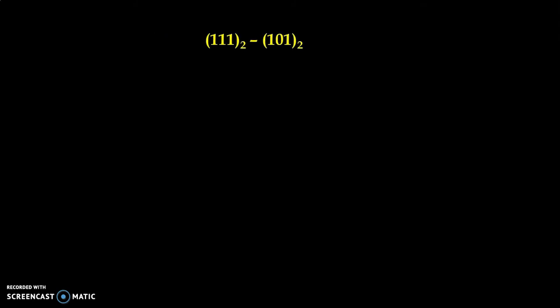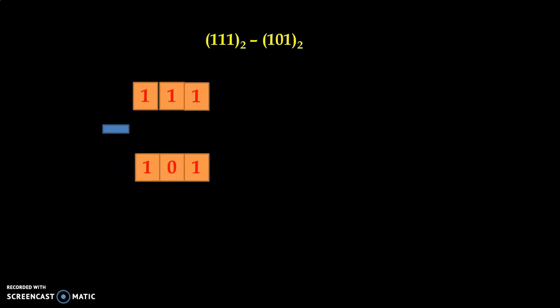Let us take one more example of 3 bits each. We have 2 binary values, and in each binary value we have 3 bits. So we are subtracting 101 from 111. Now we know that 111 is greater and 101 is the smaller value. So let us start the subtraction. 111 minus 101, and now we have to apply our rules.